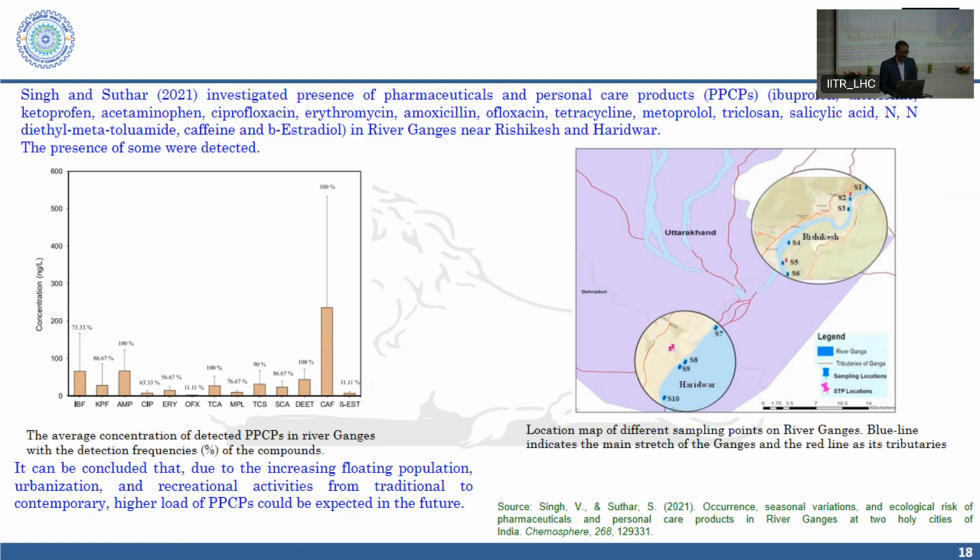Okay, so it can be concluded that due to the increasing population, urbanization, recreational activity, and from traditional to contemporary, there is a high load of PPCP. These quantities will vary depending upon the population migrating all over the country and near Haridwar, because that is the holy river. They tested in different seasons and compared, and they found that during the winter these quantities are very small as compared to other seasons here. So I'm not showing that here.